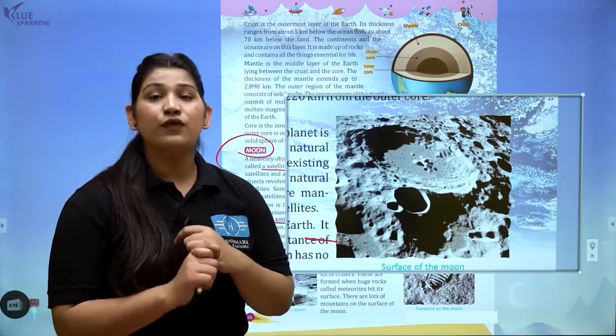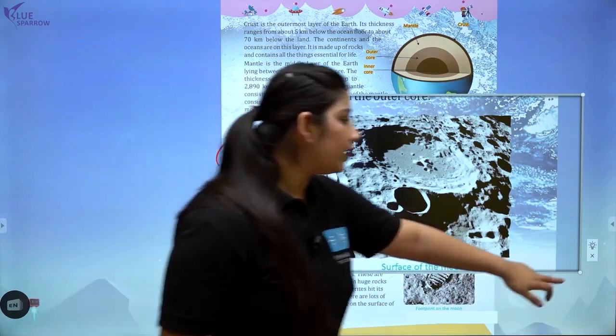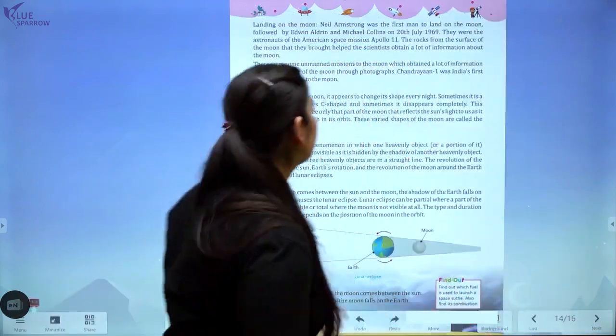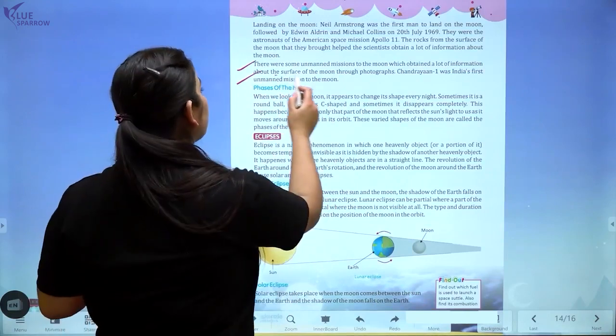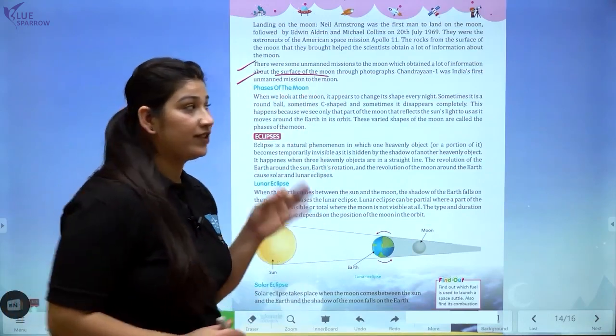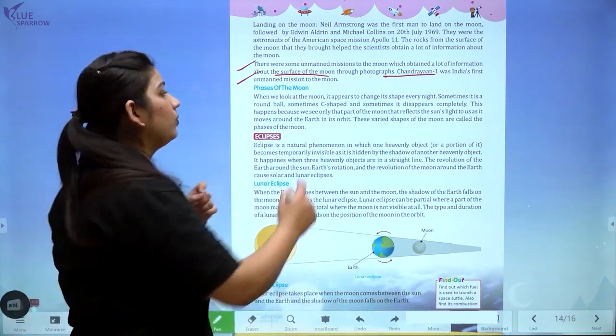Neil Armstrong was the first person to land on the moon. There were also several unmanned missions to the moon, which gathered a lot of information about the surface of the moon through photographs. Chandrayaan-1 was the first Indian unmanned mission to the moon.